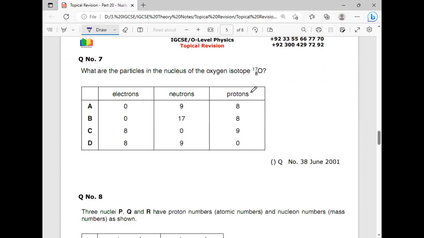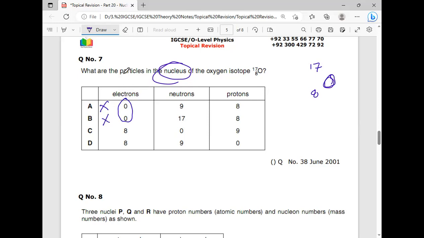Okay. What are the particles in the nucleus of an oxygen isotope? In the nucleus, the number of electrons is 0. So these two options are obsolete.